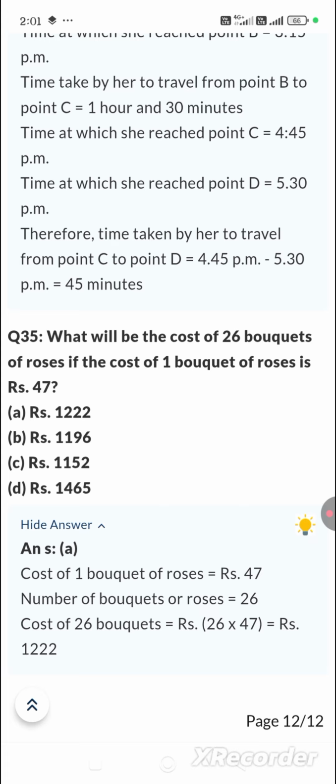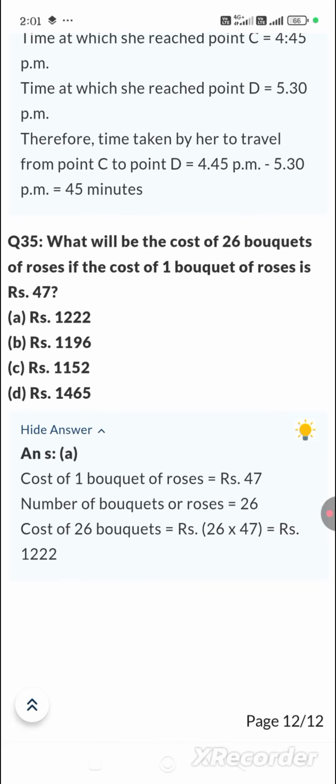What will be the cost of 26 buckets of roses if the cost of 1 bucket of roses is 47? Cost of 1 bucket of roses is rupees 47. Number of buckets of roses is equal to 26. Cost of 26 buckets is 26 into 47, that is 1222.